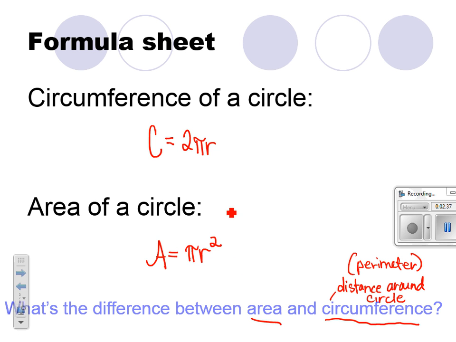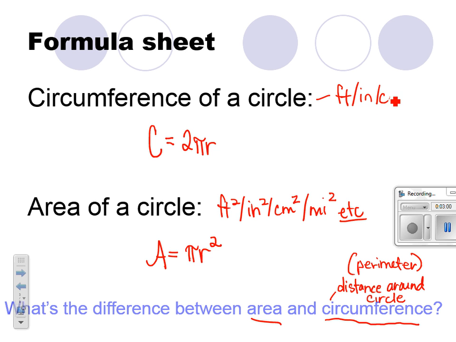Now remember, area is measured in feet squared, or inches squared, or centimeters squared, or miles squared, okay, etc. So it can be anything, but remember, it's squared. How many squares can we fit inside the circle? Circumference is like the perimeter, so the distance around the circle. So that's going to be measured in feet, or inches, or centimeters, or meters, or miles, okay? But it's not going to have a square unit. All right, so make sure these are on your formula sheet.